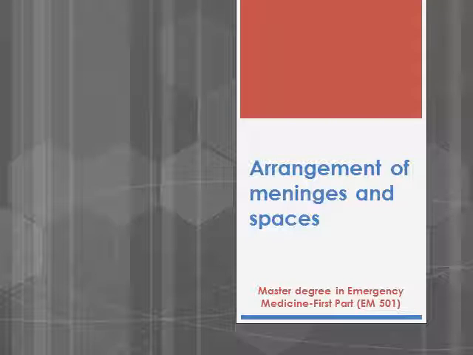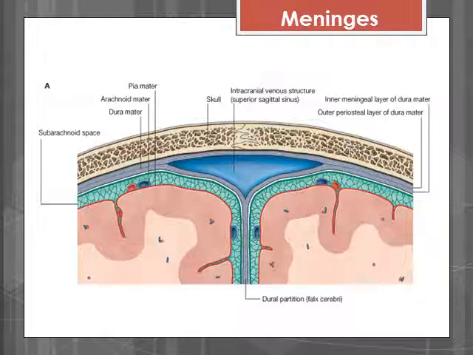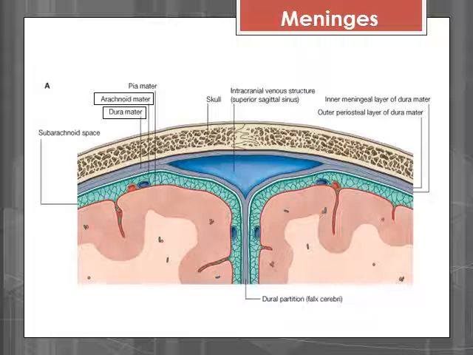In this lecture, we will talk about the arrangement of meninges and spaces. What are the meninges? The meninges are three layers of membranes that surround the brain and the spinal cord. They include the dura mater, which is the outer tough layer, the arachnoid mater, which is a delicate middle layer, and the pia mater, which is the innermost layer that is firmly attached to the surface of the brain.